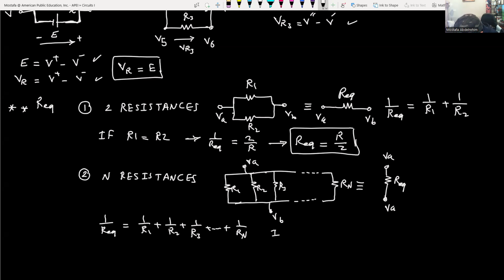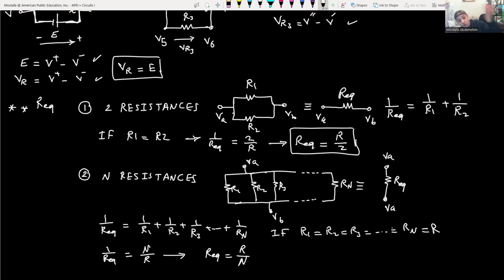Special case, if R1 equals R2 equals R3 equals Rn equals R, in that case, 1 over R equivalent equals N over R. And from that, R equivalent is equal to R over N. So we always divide, right? We always divide. So a common rule here, R equivalent is always less than the minimum of the resistances that are connected in parallel.